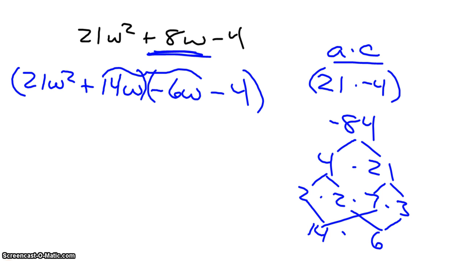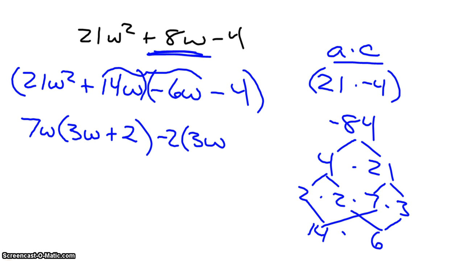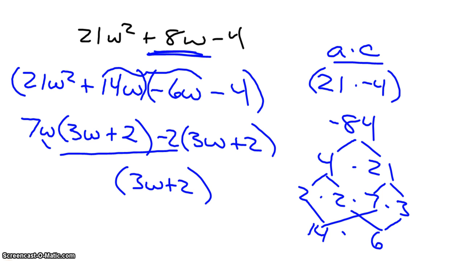So what is the GCF here in the first two terms? 7 and w, right? 7w times 3w plus 2. Good. And now we want 3w plus 2 out of the second, and I see all these negatives, so what will I pull out? Negative. Good. Negative 2 times 3w plus 2. Okay, so we have this common 3w plus 2. So that is one binomial. And the other binomial is combining these two, right? So we've got 7w minus 2.